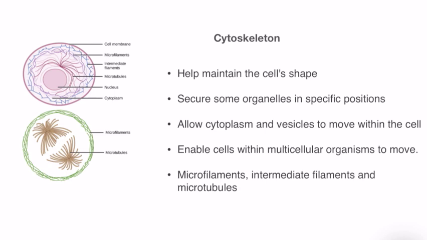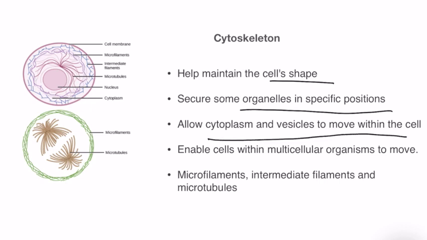The cytoskeleton of the cell is a skeleton, just like we have our skeleton that helps us move and helps us maintain our shape. The cytoskeleton does something very similar. It is made out of proteins, not bones like ours is. It helps maintain the cell's shape. It secures organelles in their specific position, so they're not sloshing around. It also allows the cytoplasm and vesicles to move within the cell.